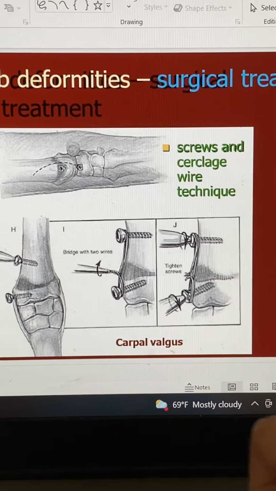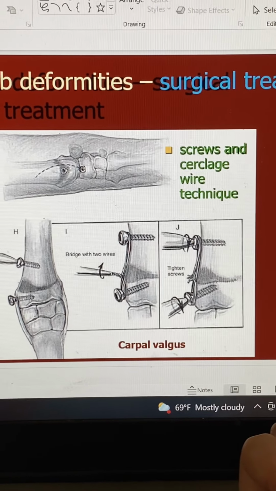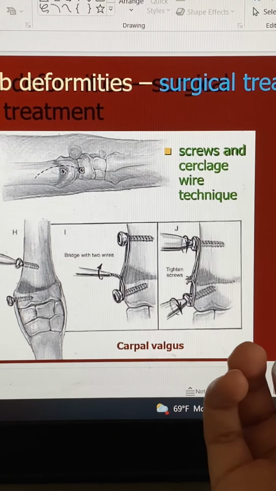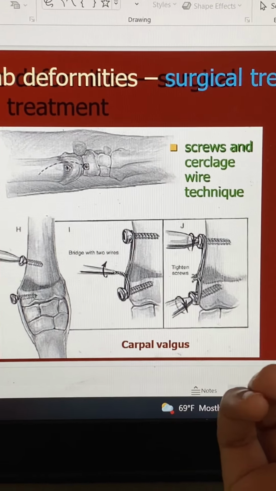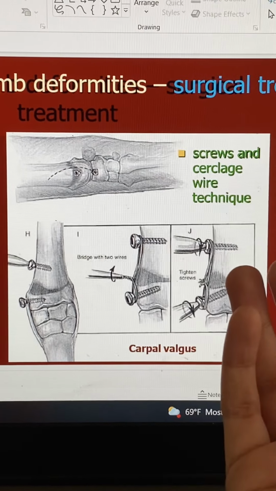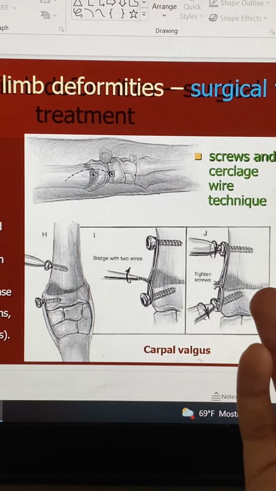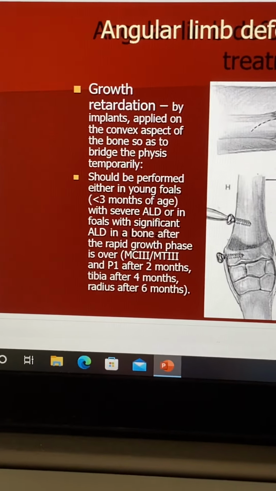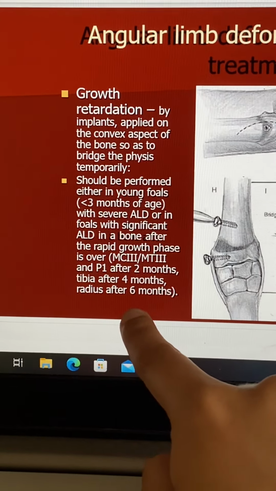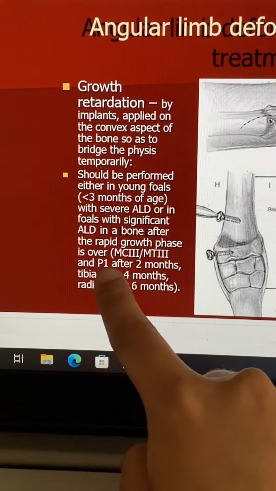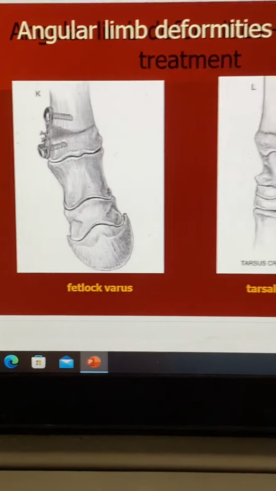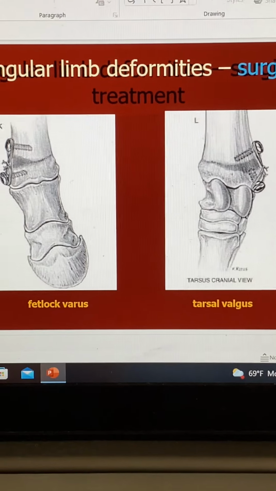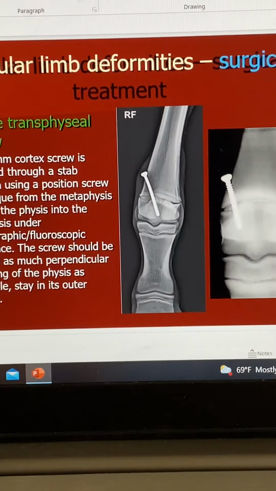or in foals with significant angular limb deformities in a bone after the rapid growth phase is over in metacarpal bones 3 and metatarsal bones 3. And it also says P1 after 2 months, the tibia after 4 months, radius after 6 months. So remember 2, 4, 6. P1, tibia, radius. Yeah, so it just shows you what that's going to look like after.